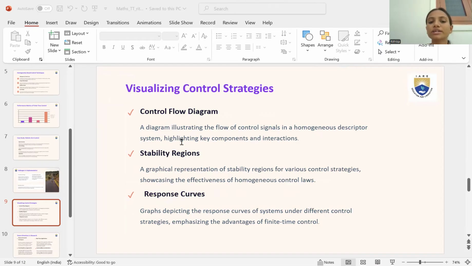A diagram illustrating the flow of control signals in a homogeneous descriptor system, highlighting key components and interactions. Stability regions. A graphical representation of stability regions for various control strategies, showcasing the effectiveness of homogeneous control laws. Response curves. Graphs depicting the response curves of the system under different control strategies emphasize the advantages of finite time control.